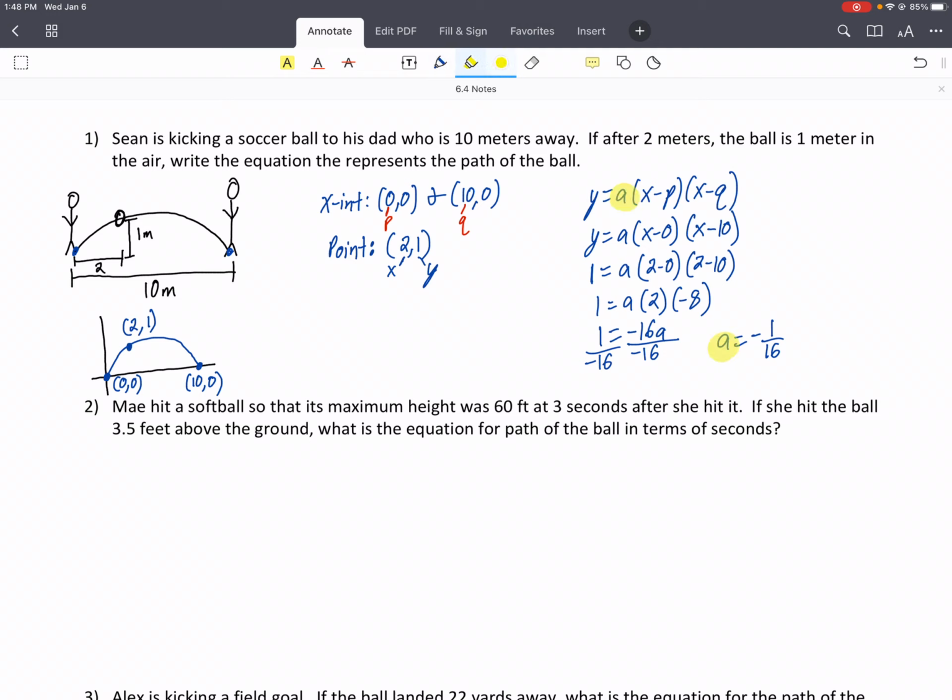So let's plug that into our first equation. Oh, not that one. That one right there. So then our equation would be y is equal to negative 1/16 times x minus 0 times x minus 10. Okay, so that's one of them. Let's do another example to help you.